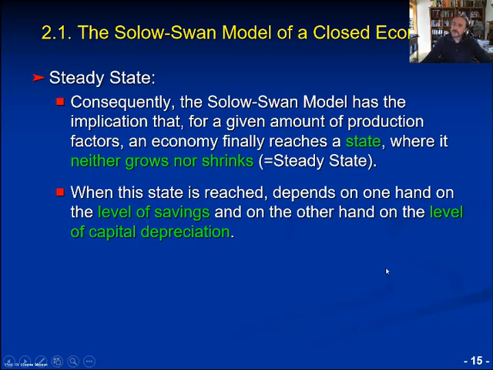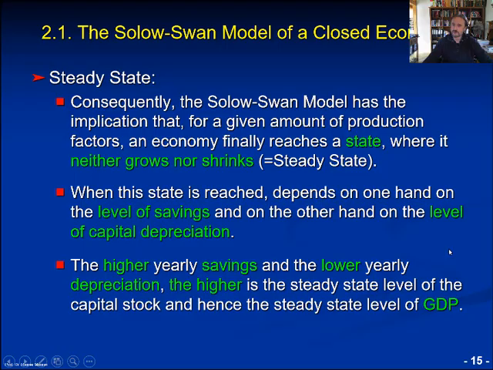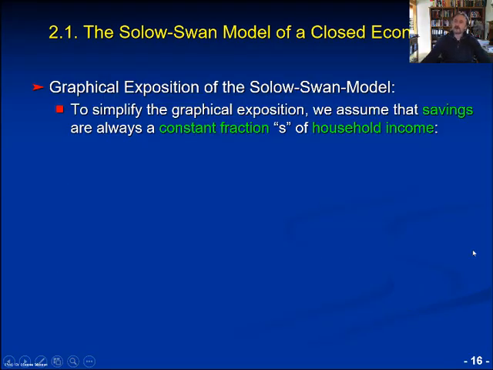When this state is reached depends on one hand on the level of savings and, as we've seen, on the other hand on the level of capital depreciation. The higher yearly savings and the lower yearly depreciation, the higher is the steady state level of the capital stock and hence the steady state level of GDP. Okay, this was the demonstration of the basic idea of the Solow-Swan model with the help of the circular flow model.